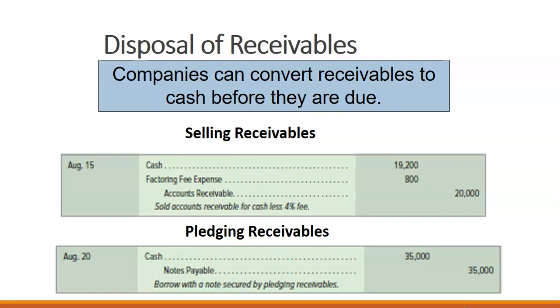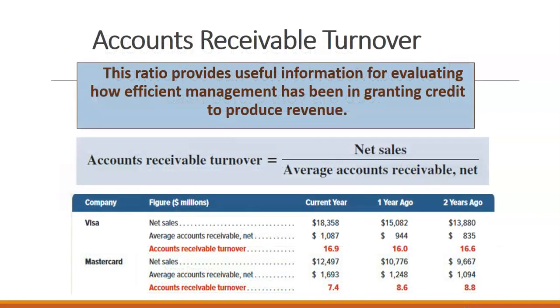So that's two different ways that a company can turn their receivables into cash quickly instead of waiting for their customers to pay them individually. The last thing that we look at is an accounts receivable turnover. So this shows us how quickly our customers are paying us back for the amount that they purchased on credit. So the accounts receivable turnover ratio is net sales divided by average accounts receivable. So we have examples for Visa and MasterCard here.